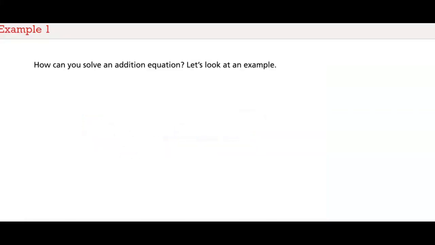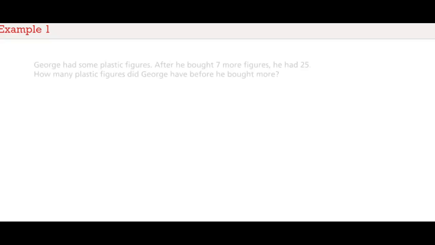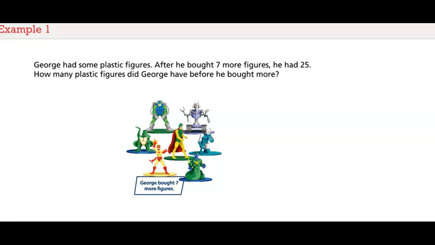Can you solve an addition equation? Let's look at an example. George had some plastic figures. After he bought 7 more figures, he had 25. How many plastic figures did George have before he bought more?